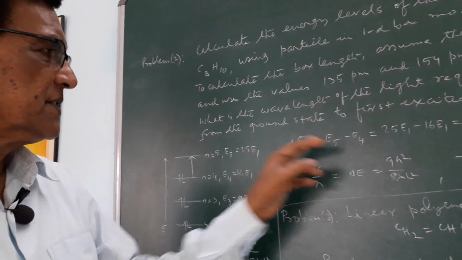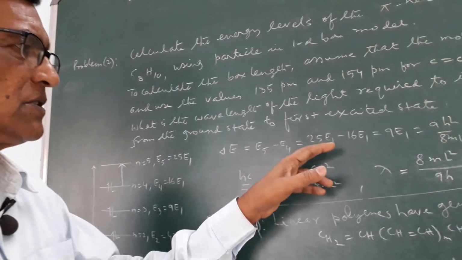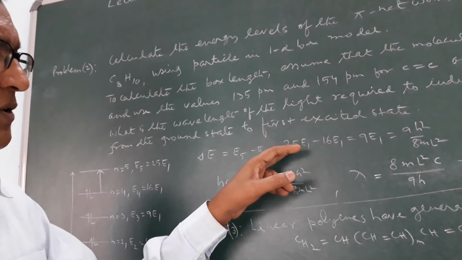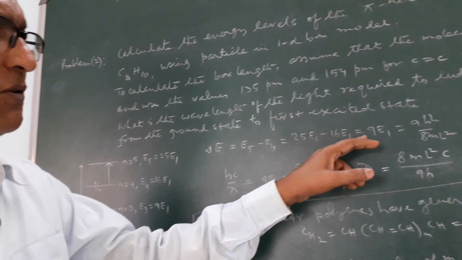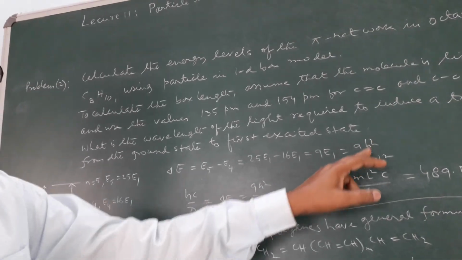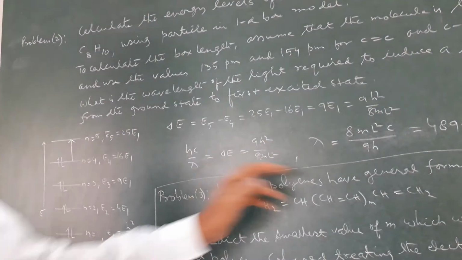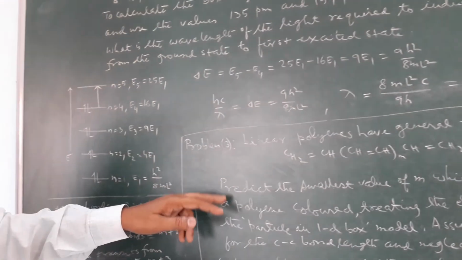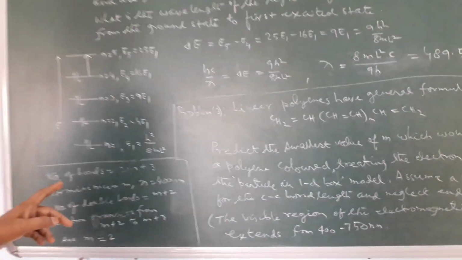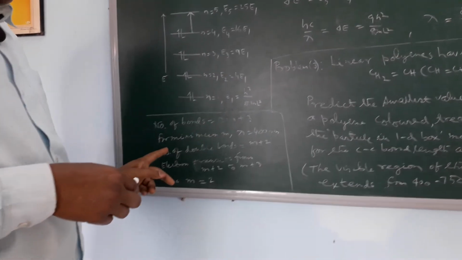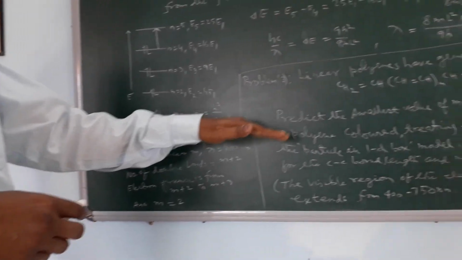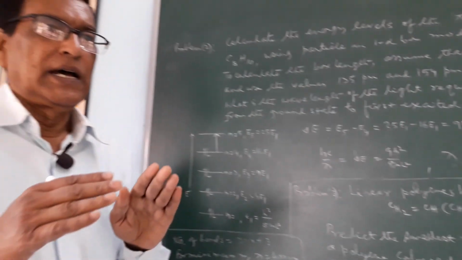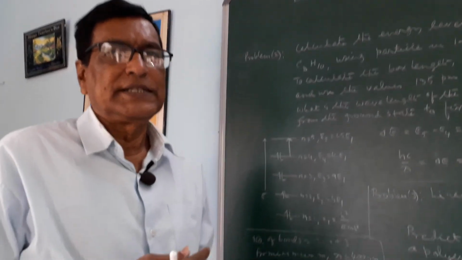So the energy difference is E5 minus E4. This one is 25 E1 minus 16 E1 equal to 9 E1 equal to 9 h square by 8 m L square. These values come out at 489.5 nm. And problem 3 you also see here, where M is 2m plus 3, and you just do these problems by yourself. This is all about the particle in a one-dimensional box. Thanks to you all who are watching this video.